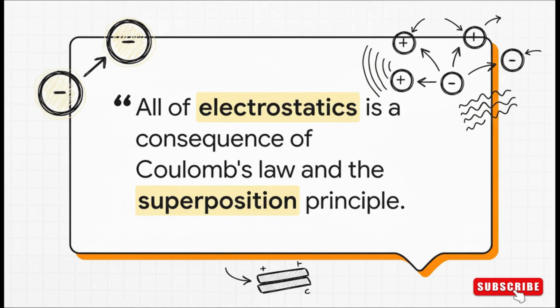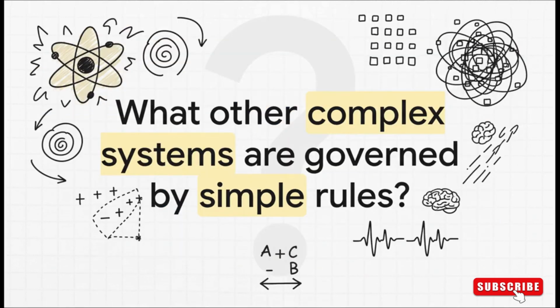That's it. And that leaves us with this really awesome thought to chew on. Nature took something as incredibly complex and fundamental as electromagnetism and built it on a foundation of simple addition. It just makes you wonder, right? What other huge, chaotic looking systems out there are just governed by their own beautifully simple underlying rules that we just haven't found yet?